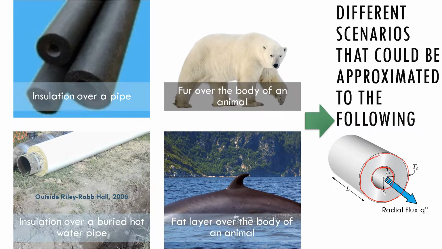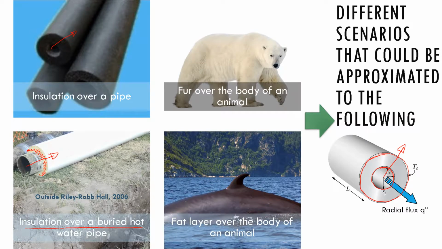Okay, heat transfer through this cylindrical shell. So here are some examples that I put in. There are many more examples. So here, insulation over a pipe, where the heat transfer could be this way, or here is insulation over a buried hot water pipe that was just outside our building. So we're talking about heat transfer through this layer of insulation. So you can see it's a cylindrical shell.